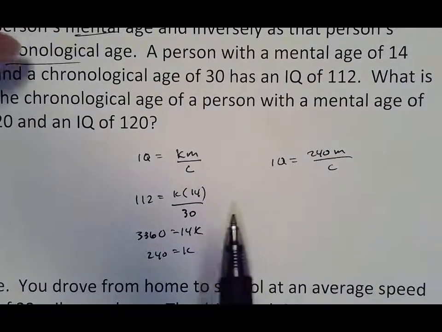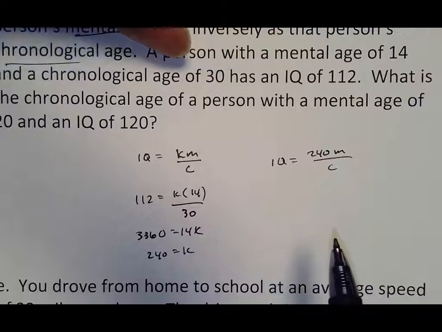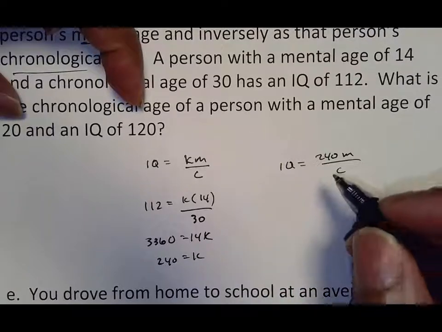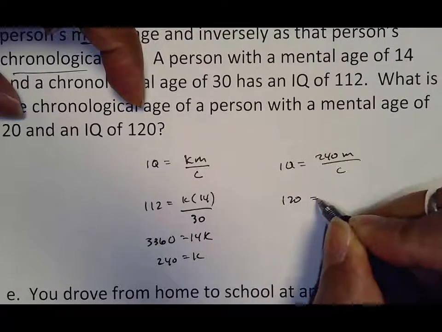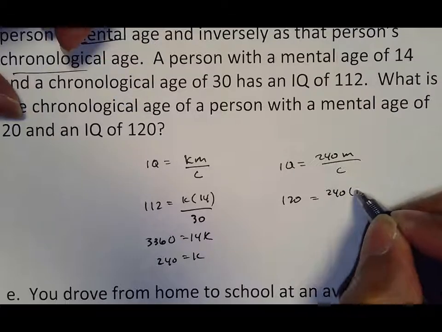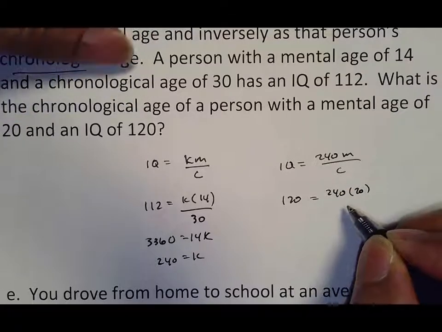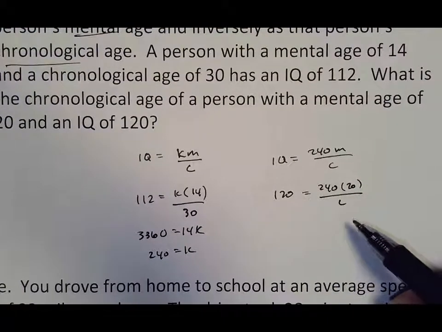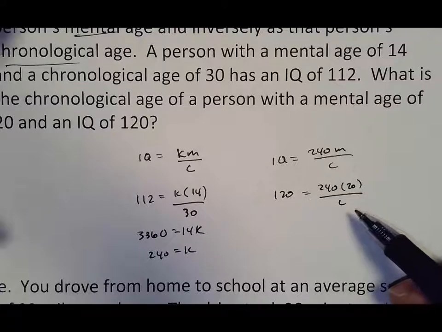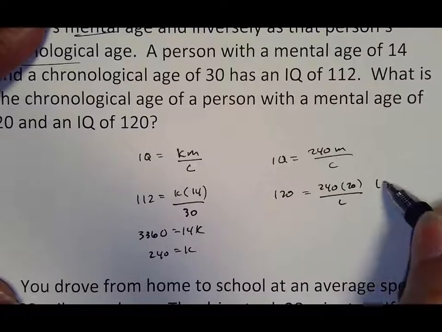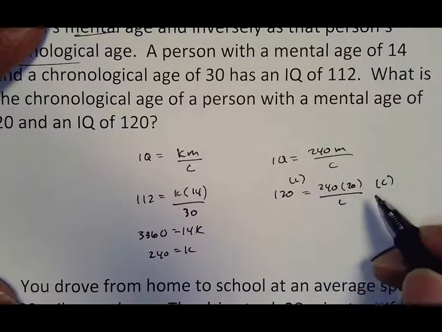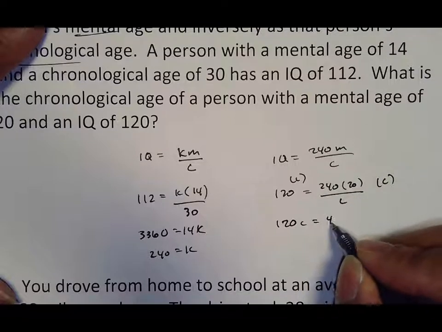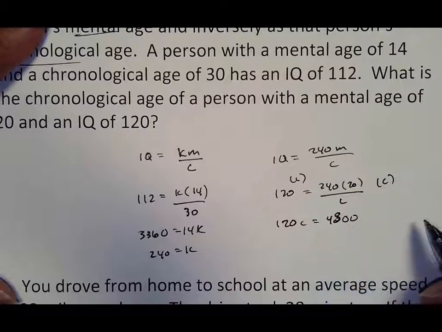So it says, what is the chronological age of a person with a mental age of 20 and an IQ of 120? Notice they give us different things here. So IQ is 120 here, equals 240, mental age of 20, and it doesn't give us the chronological age, so we want C. C is on the bottom, and we've never really had to solve for C on the bottom, but here's what I usually think about. If I want to get rid of something on the bottom, don't we usually multiply by that value? And so when we multiply that, we end up with 120C equals whatever 240 times 20 is, which would be 48 with 2 zeros.